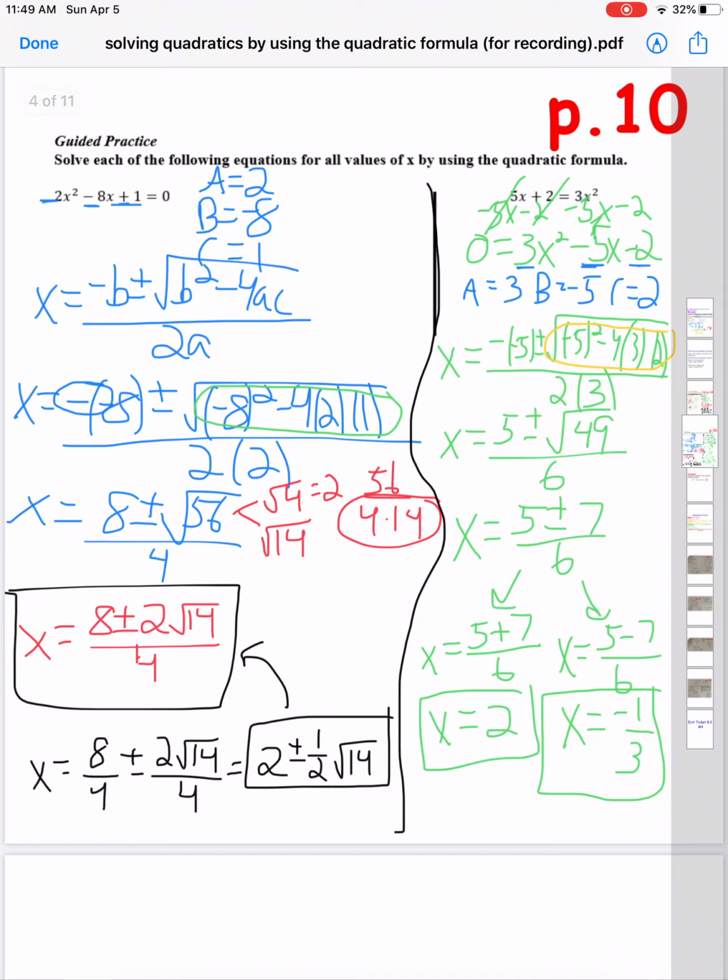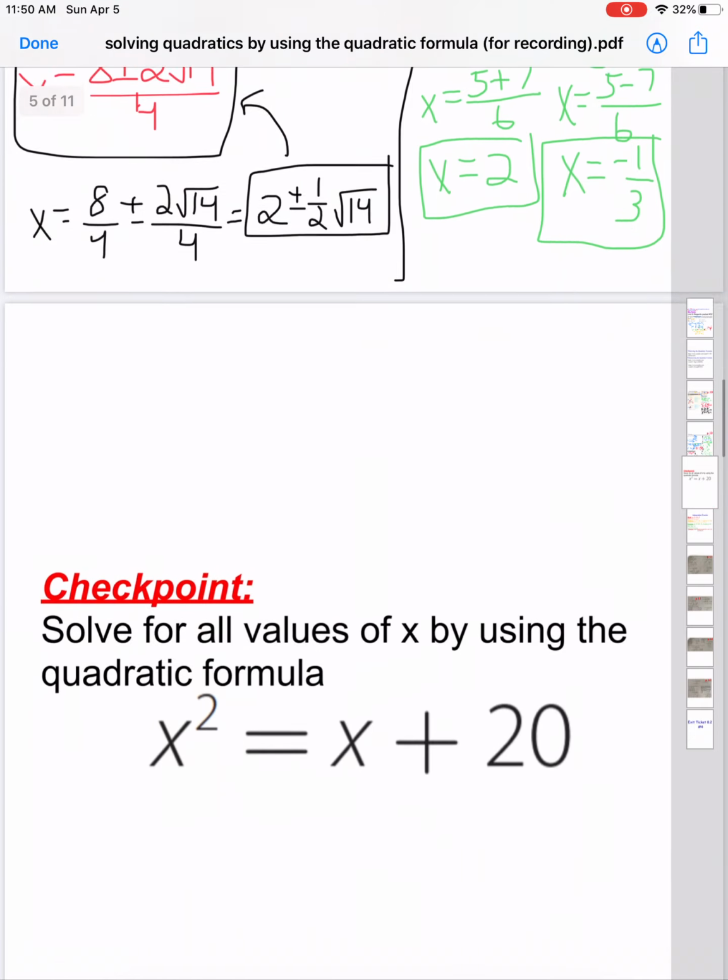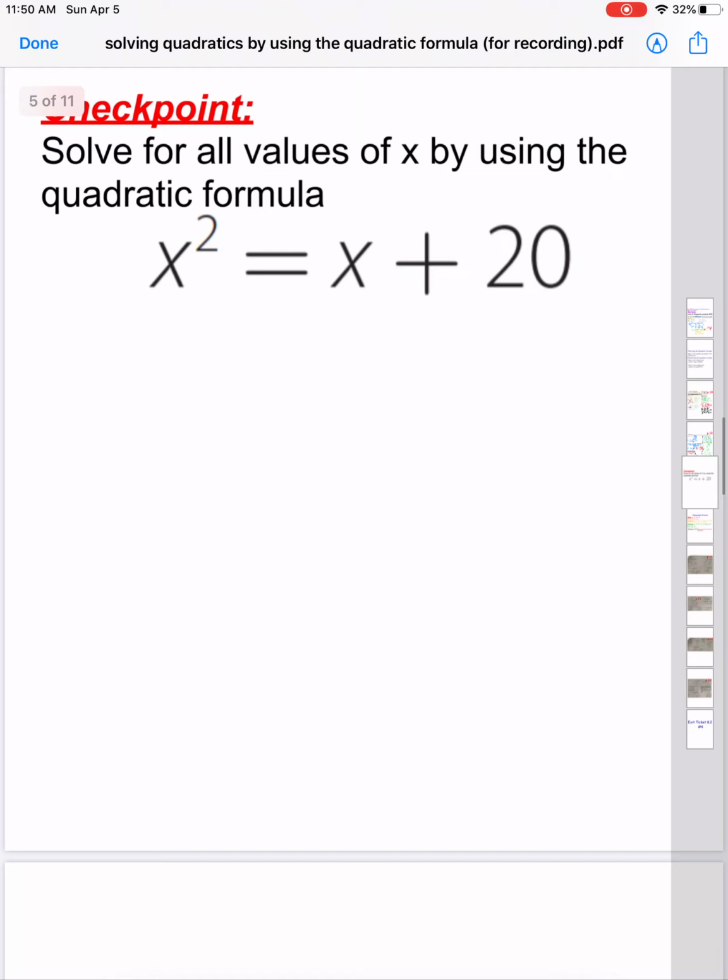If you want to see more examples of how to work out the quadratic formula before you try your checkpoint question, please go back into Google Classroom and take a look at the Khan Academy link that I left for you there. But at this point in the lesson, I would like you to try your checkpoint question. Please pause this video, answer this question as best as you can on a piece of loose leaf paper, and then come back to check your answers.